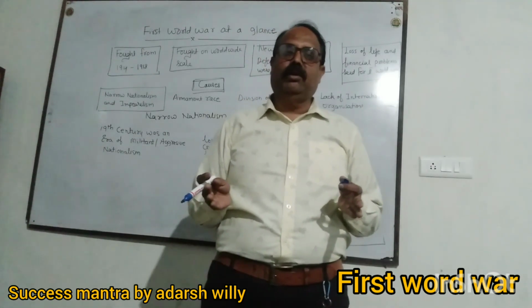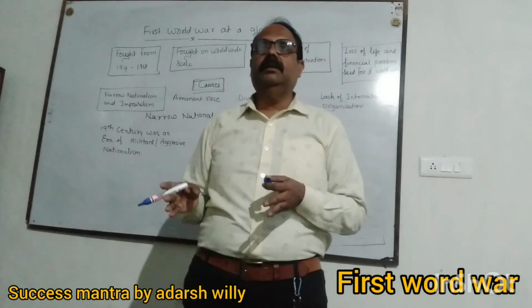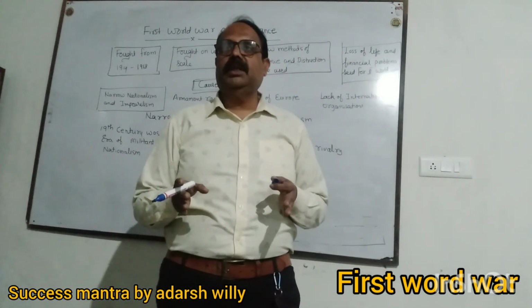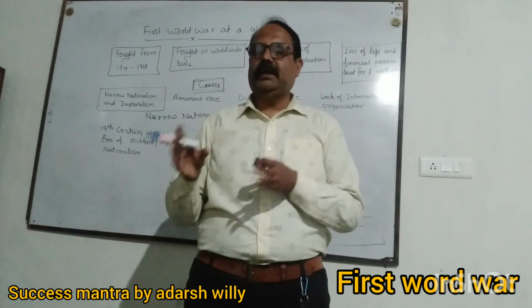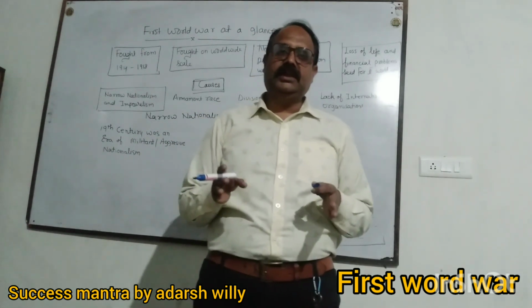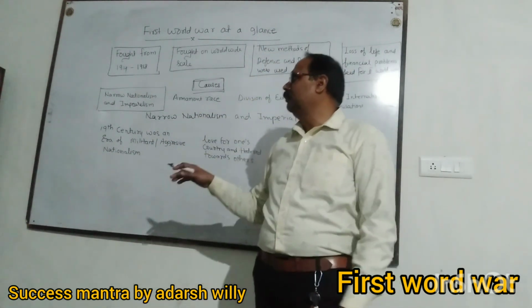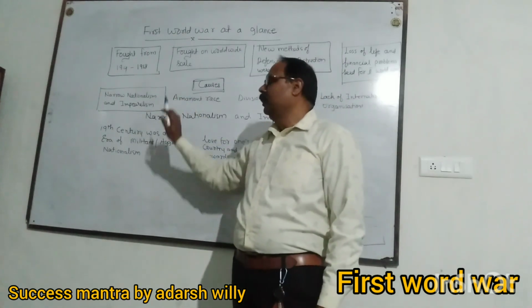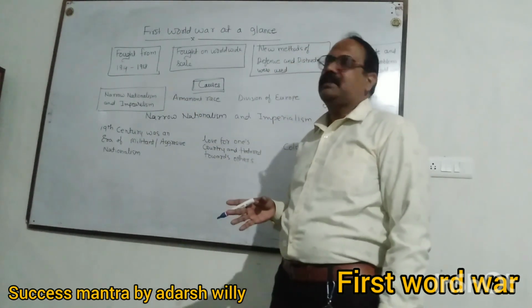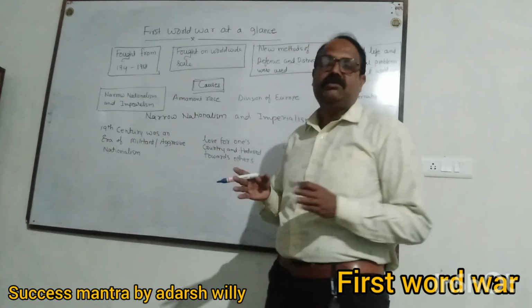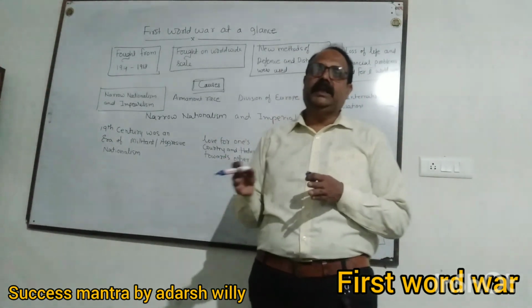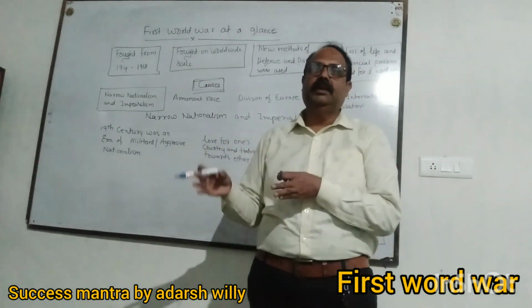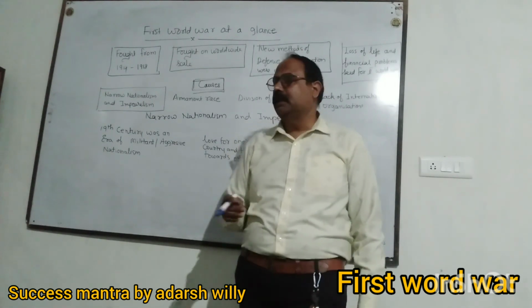Under Adolf Hitler, they were thinking that they were the master race and better than other races. So in this way you see that there was narrow nationalism and imperialism. Imperialism means that when one country is trying to set up its colonies in another country and make it a slave, that is known as imperialism.